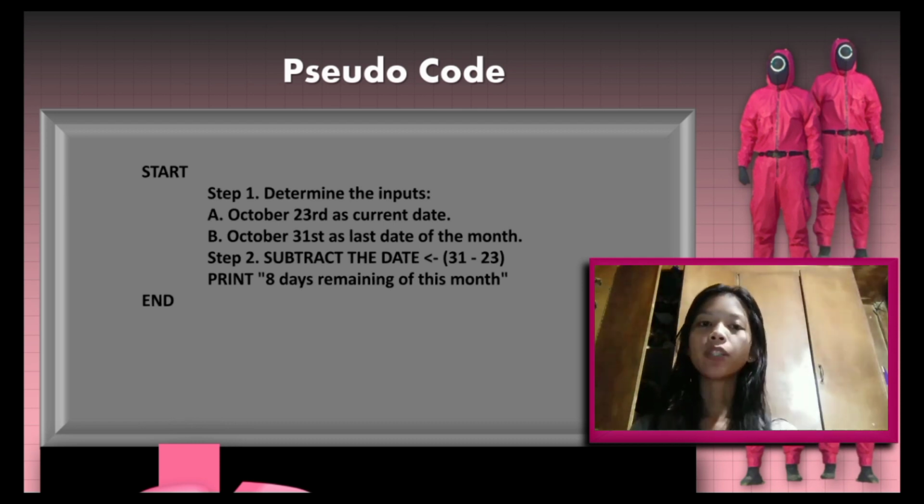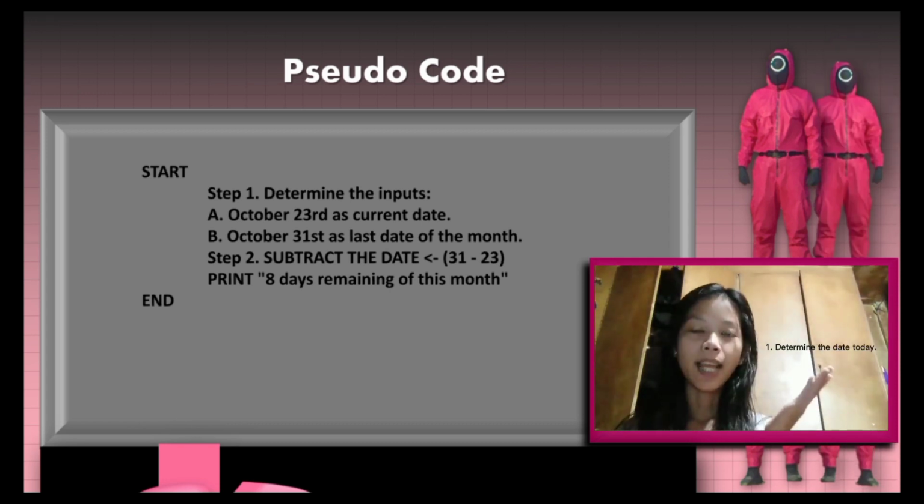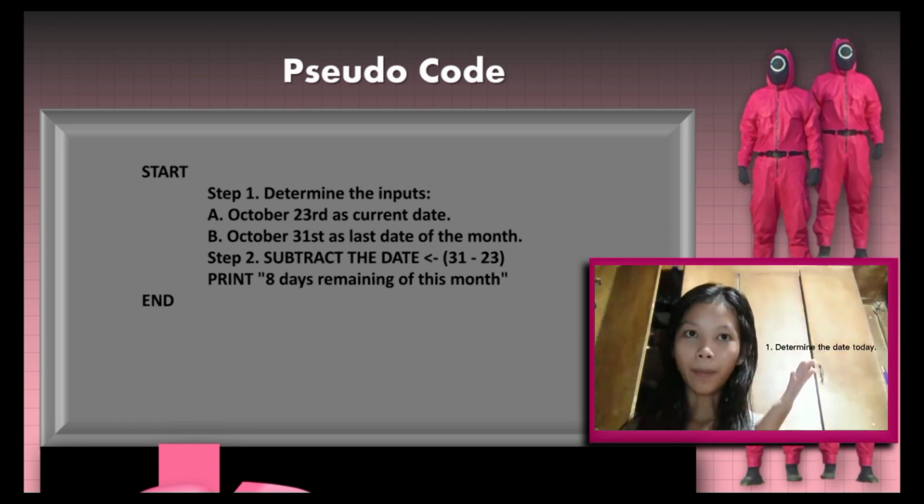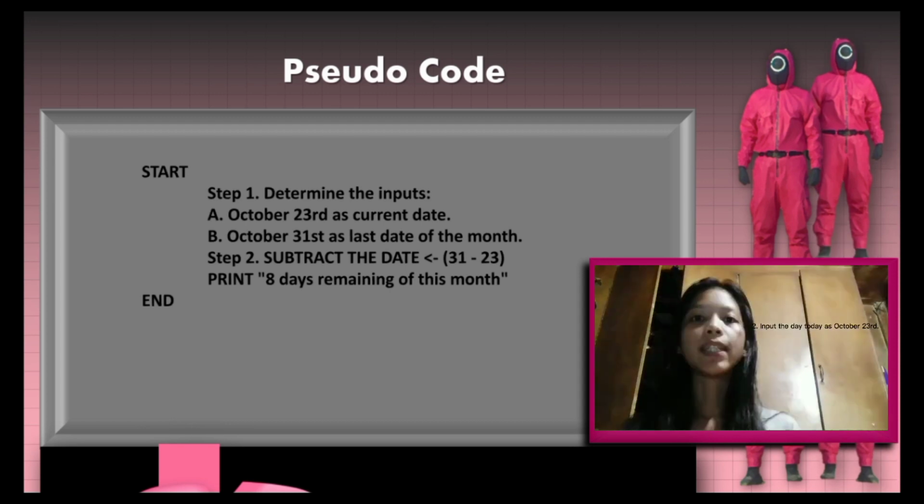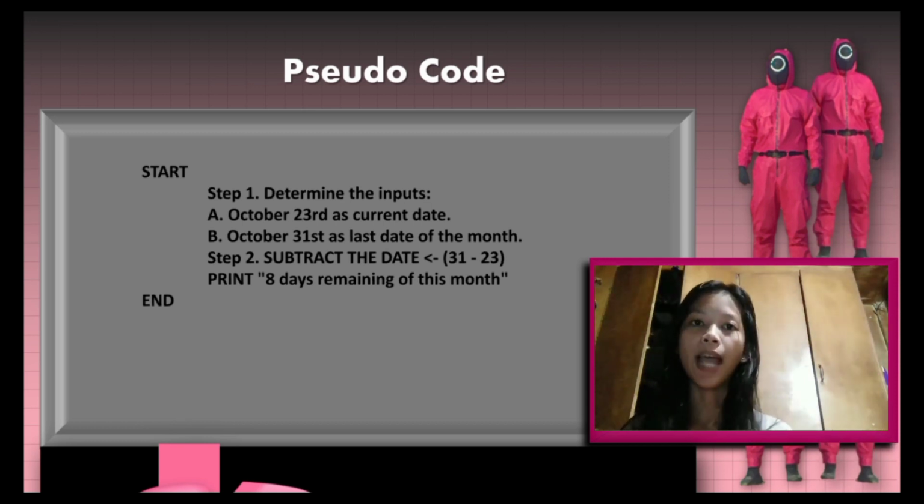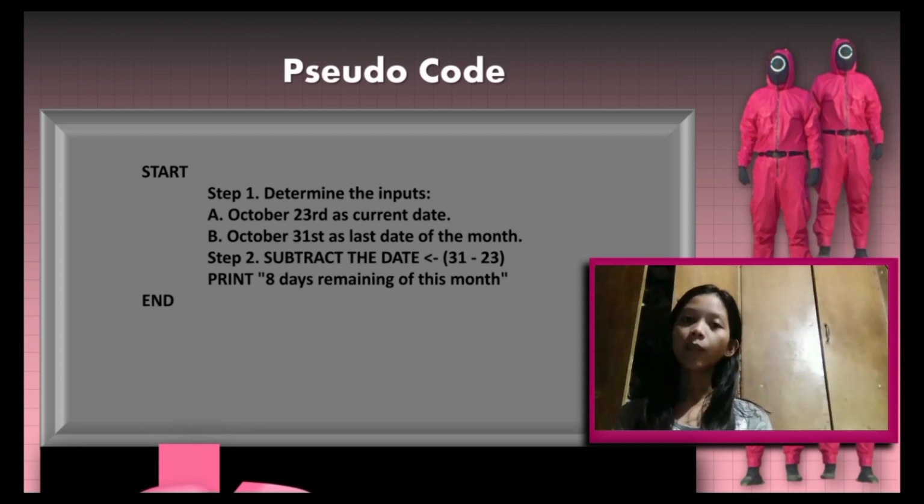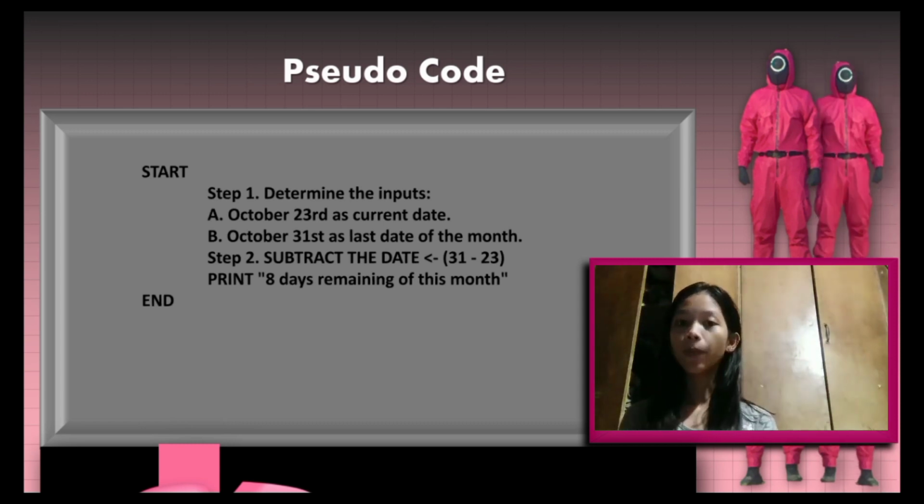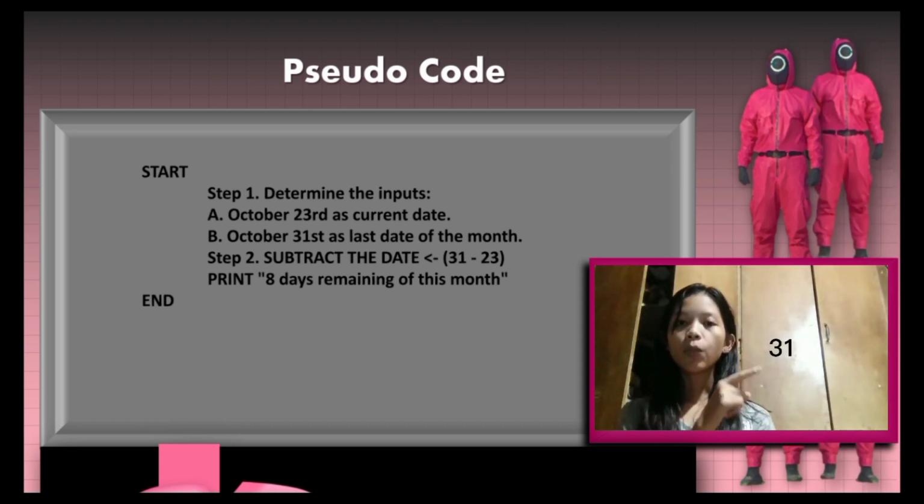Pseudocode is a plain language description of the steps in an algorithm. First, we identify the present date when we started working with the problem. And then next, we input the date and identify the last date of the month, which is 31, since the month of October only consists of 31 days. And then we subtract the current date that we chose, which is 23, from the last date of the month, which is 31.